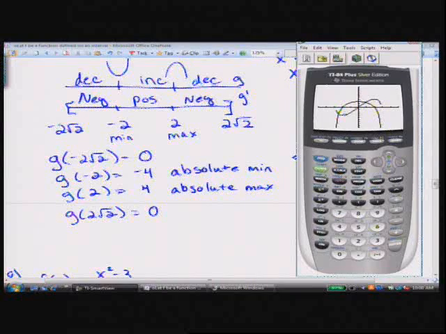But notice where this min is, where the derivative is crossing the x-axis. And where this max is, where the derivative is crossing the x-axis. Notice where the derivative has positive y values, the original function is increasing. Notice where the derivative has negative y values, the original function is decreasing here and then decreasing here, where the derivative is negative, right?